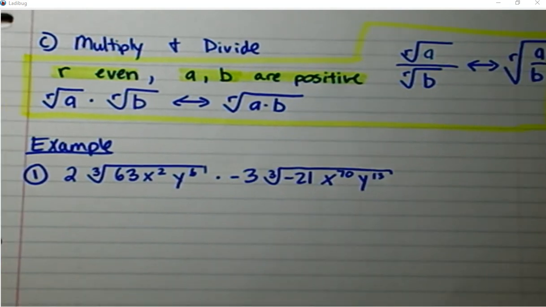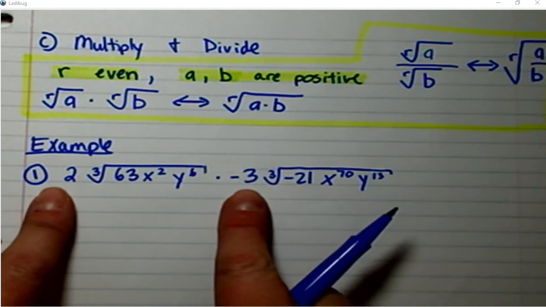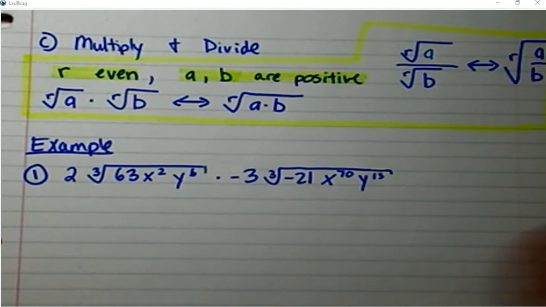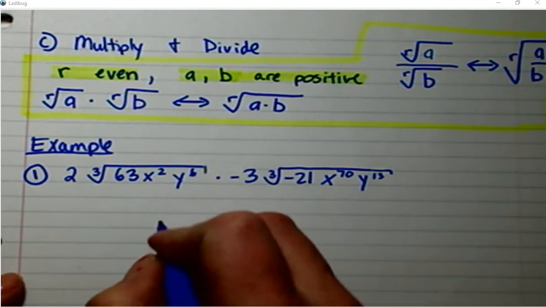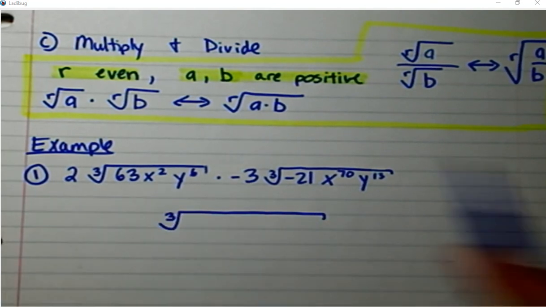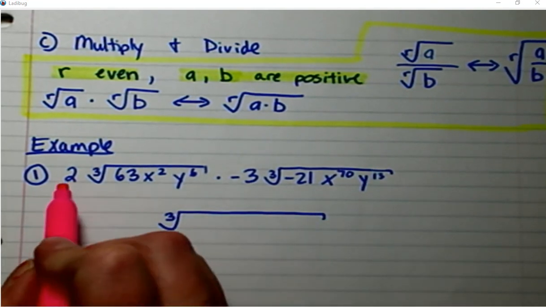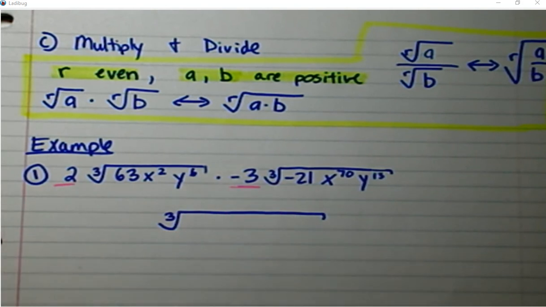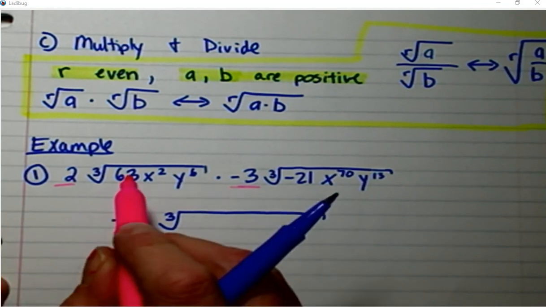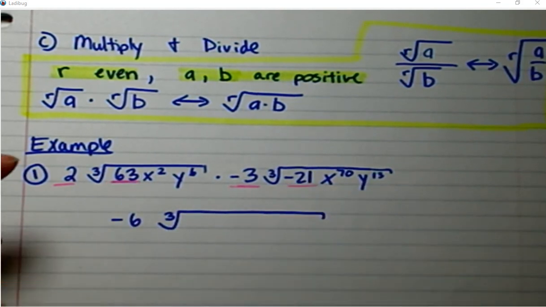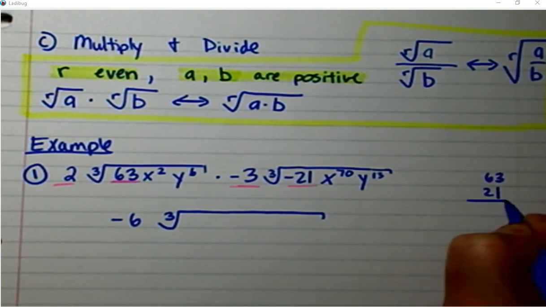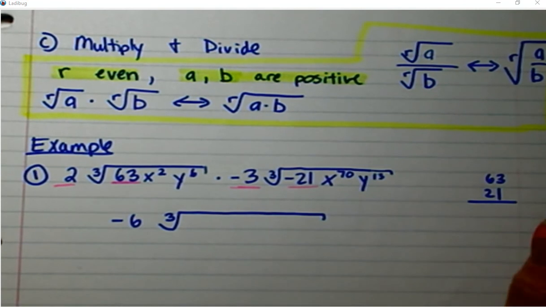All right, here we go. So the first thing I do is I have two separate radicals, and I would like to put them together so that I can combine and simplify. So we're going to go into one cube root, okay? Notice that these two pieces are outside the radical, so those two get multiplied together into a negative 6. Okay, the 63 and the 21, so I need to multiply those.